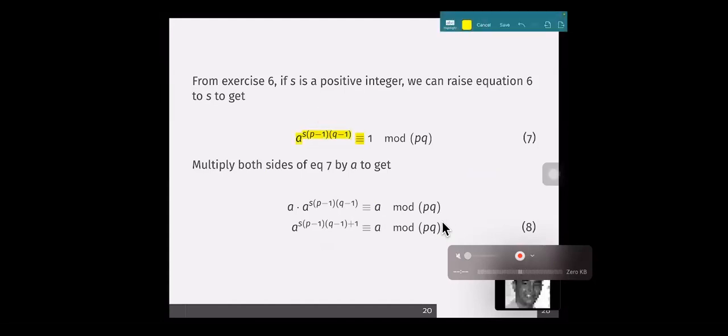Now, by the law of exponents, multiply both sides by A. Okay, guys, this is already the exciting stuff, because this one is already showing you the RSA. Mamaya makikita niyo. Now, if you multiply both sides by A, then you will get this. So this becomes A raised to the S.